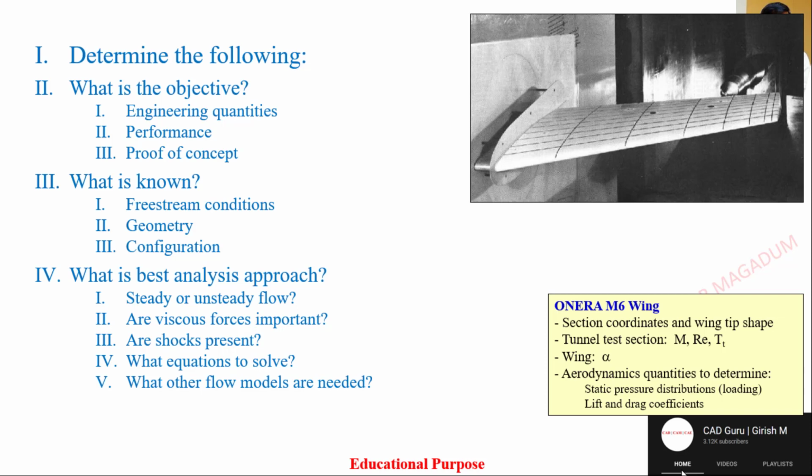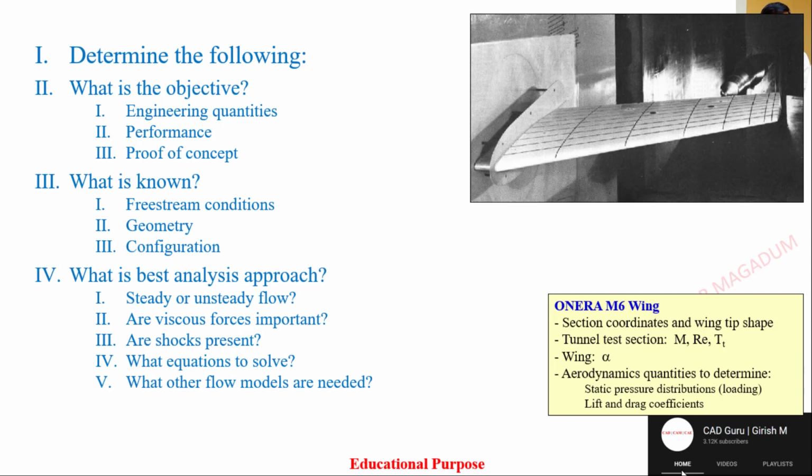Okay, first we need to check which type of flow it is, steady or unsteady, right? Is there any viscous effect in it, or whether shocks will be present or not? So which type of equations we need to choose, iterative or something else? Okay, and what other flow models are needed? Okay, these are the things we need to consider.